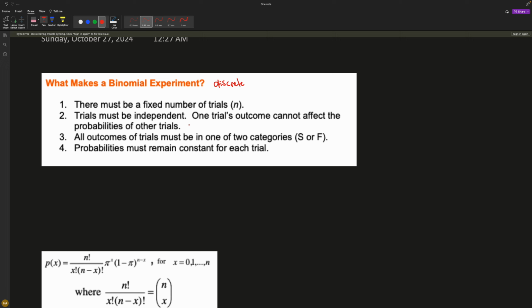Probabilities must remain constant for each trial. Is basically when I do experiment 1 and experiment 2, the probability of success, true or false, yes or no, heads or tails, is the same every time I do the experiment. So if I flip a coin the first time or second time, my probability of getting heads or tails is always 50. So you just gotta know these rules for binomial.